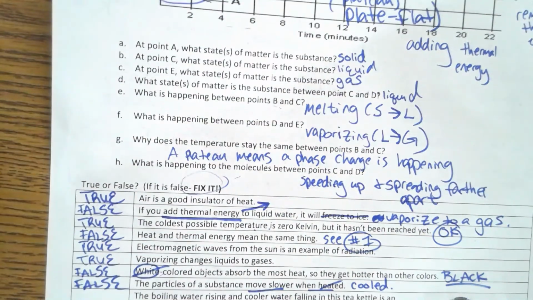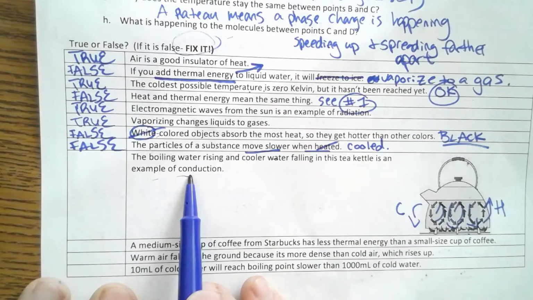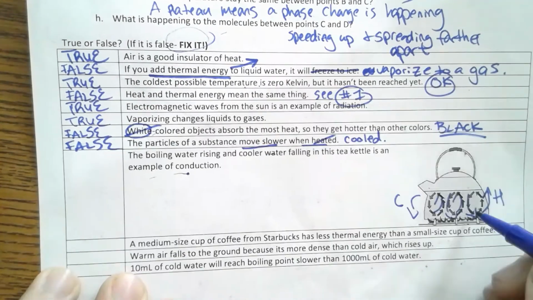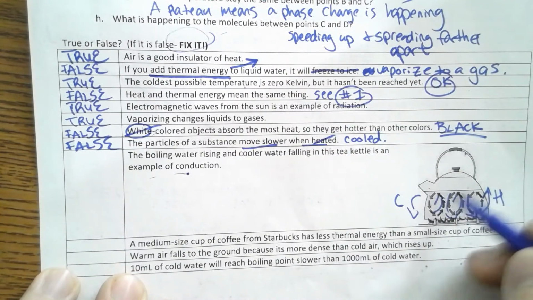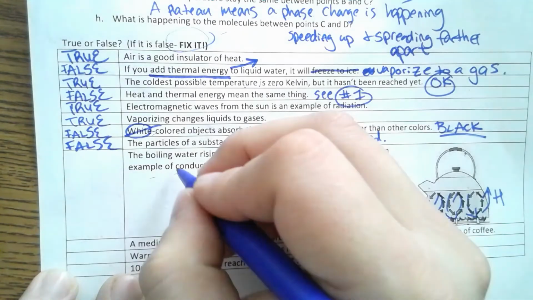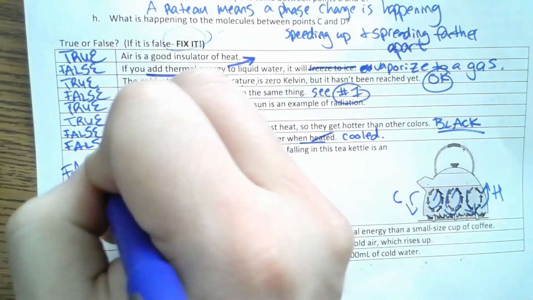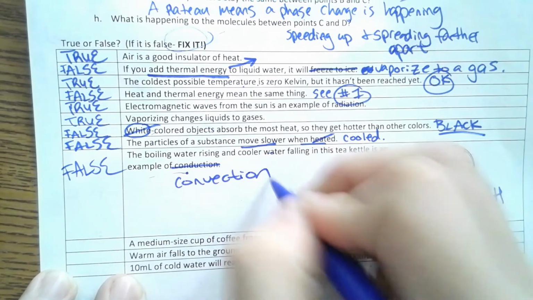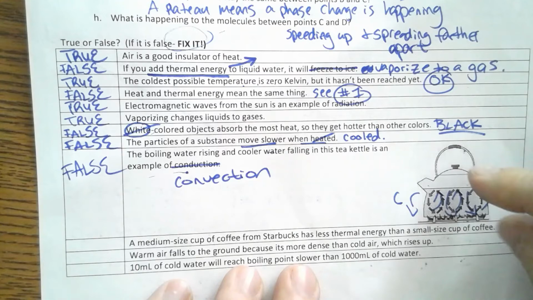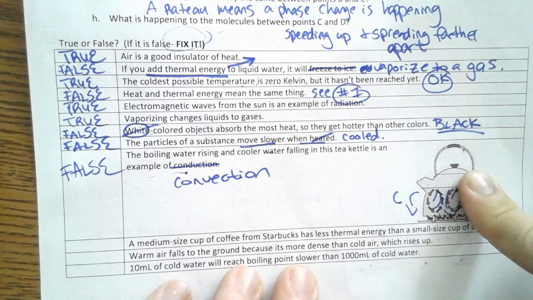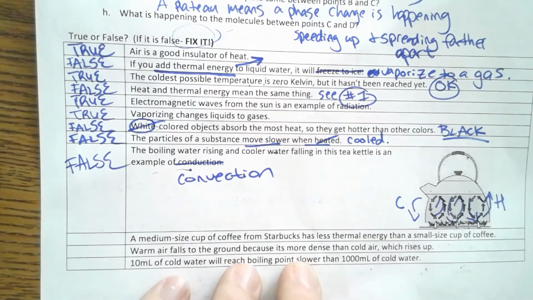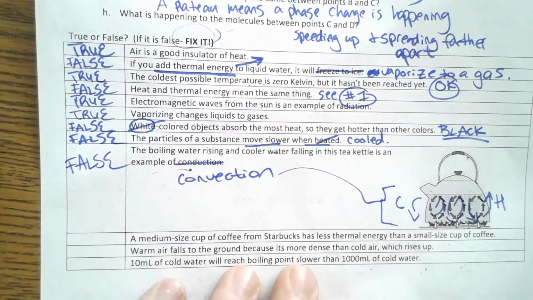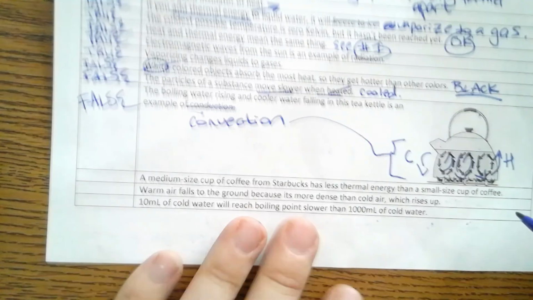So is this an example of conduction? No, I'm not physically touching anything. I'm talking about what's going on inside the water. So false. This is an example of convection. Conduction would be if I were to touch this tea kettle and burn my hand. That's conduction. But this right here is referring to convection. Hot air rising, cool air falling.